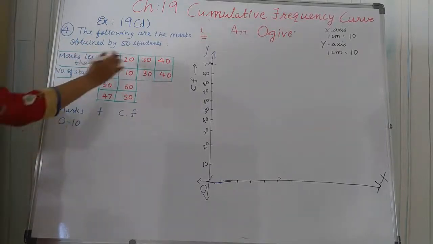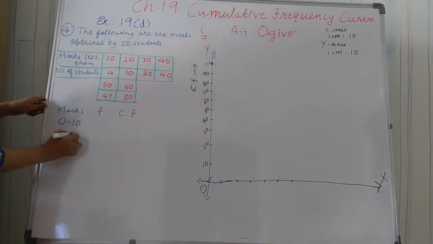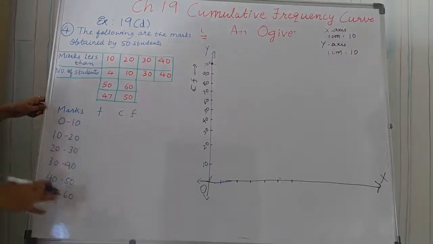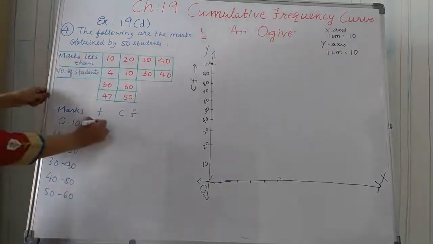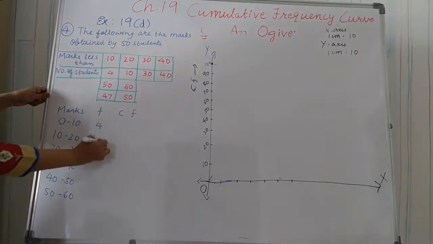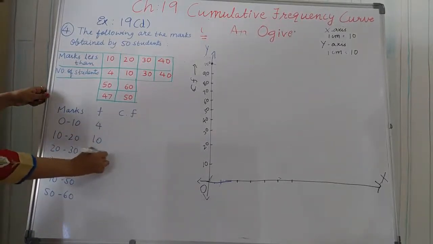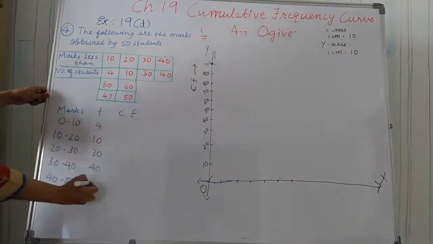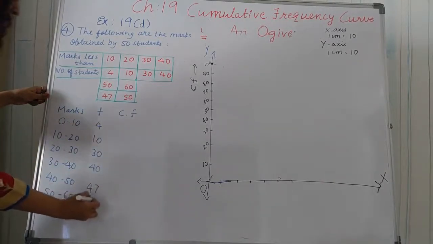Now next is 10 to 20, then next is 20 to 30, then 30 to 40, 40 to 50 and 50 to 60 is the last class interval. Now here we write the frequency accordingly: 4, 10, 30, 40, then it is 47 and 50.